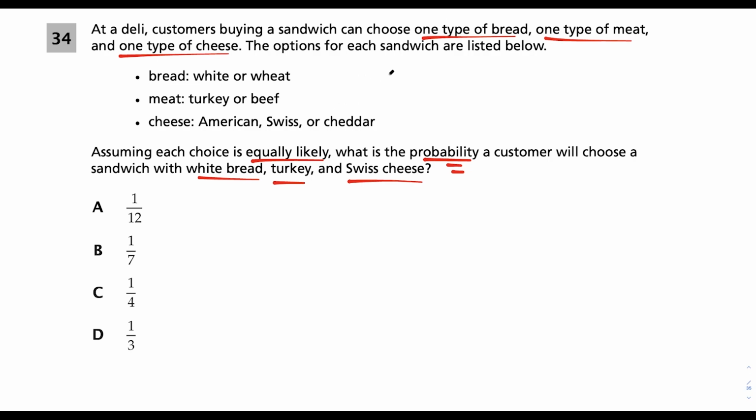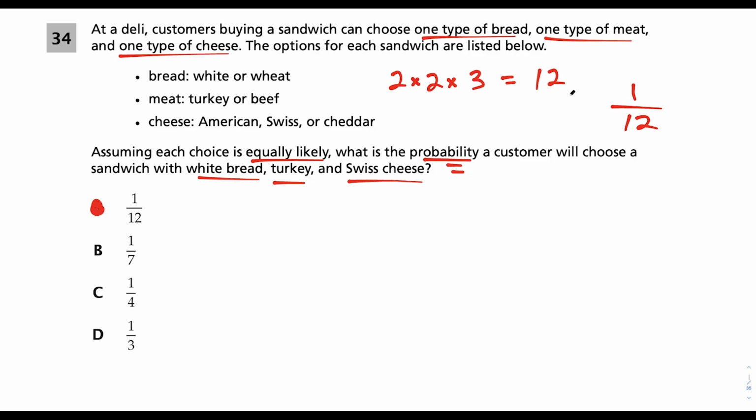So for this one here, what we could do is we could find the total number of sandwich possibilities using the multiplication principle. So there are two types of bread. There's white or wheat. And we're using the multiplication principle. We're going to multiply by the number of meats. There's two types of meats. There's turkey or beef. So we're doing 2 times 2 so far. And then we have to multiply by the number of cheeses. There's 3 cheeses. There's American, Swiss, cheddar. So that's 3 cheeses. And now we do 2 times 2 is 4 times 3 is 12. So there's 12 types of sandwiches in total. Okay, that's how many possibilities there are. And this is just one possibility. This sandwich is one possibility out of the total 12, which would give us choice A.